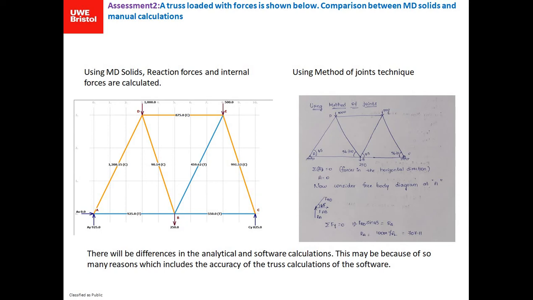What happened exactly? What I calculated using the method of joints, those values are not equal to the MD Solids. Why? Because whatever the reaction forces and strengths given by the software should be accurate, because of the many considerations it makes, and it will develop a good solution based on all the realistic ones also. So that is the difference between the manual calculations and the software calculations that I can observe here.